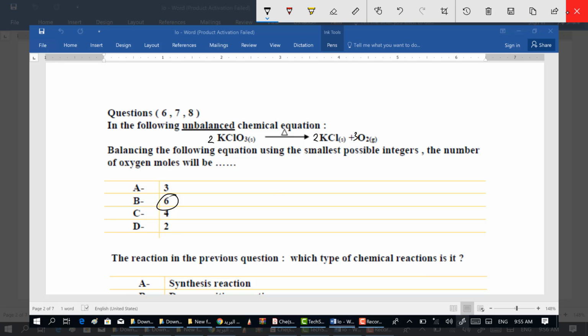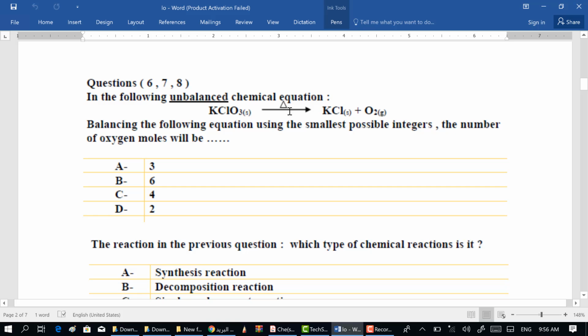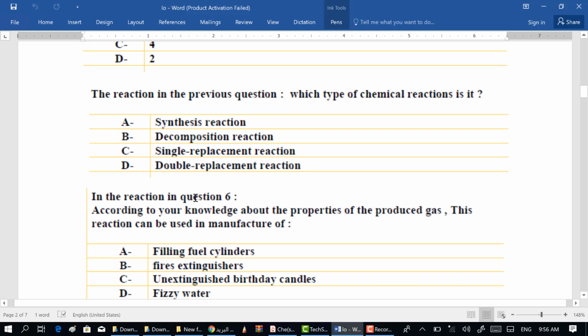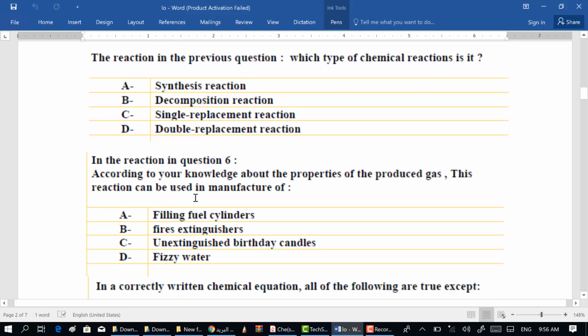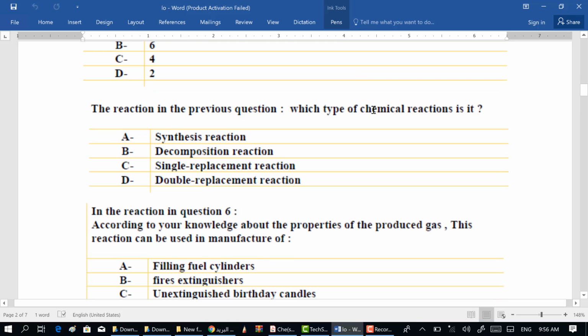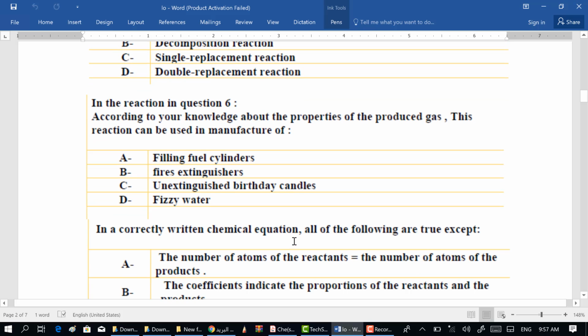Okay. The second question says, the type of the chemical reaction of the previous equation is. For this, we will find the decomposition reaction taking place. So the answer will be the decomposition reaction. In the reaction 6, according to the knowledge about the properties of the produced gas, this reaction can be used in the manufacture of oxygen gas. Oxygen gas helps in burning. The choices are filling a fuel cylinder, filling a fire extinguisher, an unextinguished birthday candle, or fizzy water. So we'll choose the unextinguished birthday candle. It will re-burn again after we extinguish it.